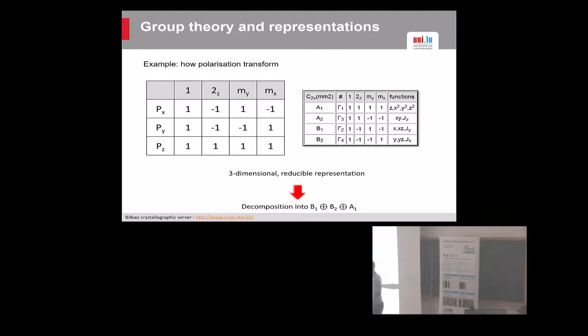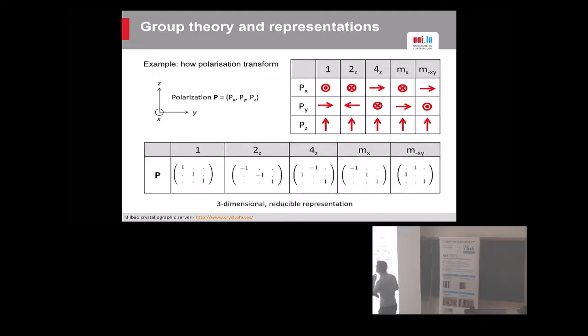So let's check, for example, Px, 1 minus 1, 1 minus 1, this one transforms like B1. So I say the component of the polarization along X transforms like B1. Same for, say, Pz, totally symmetric, 1 everywhere, Pz transforms like A1. And in the end, if I want to make a statement about polarization as a whole, I can say polarization transforms like this representation, which is a sum of B1 plus B2 plus A1. That would be the way to phrase it, okay? Okay, so this case is obviously very easy because everything is one-dimensional, the symmetry is low.